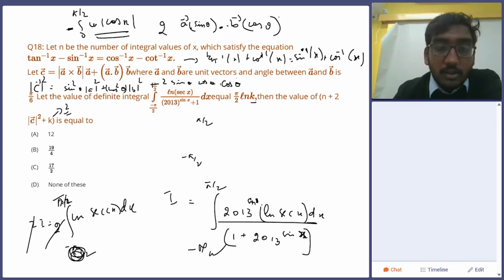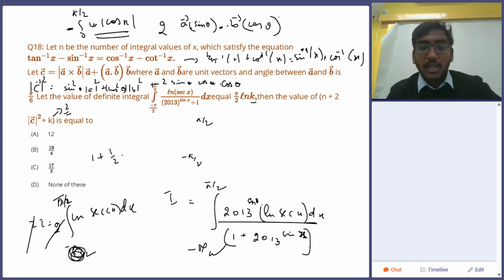So basically, sin square plus cos square is 1. So it will be 1 plus sin 2 theta cos theta. Sin 2 theta will be sin pi by 3, that is root 3 by 2, and cos theta will be cos pi by 6. It is root 3 by 2.